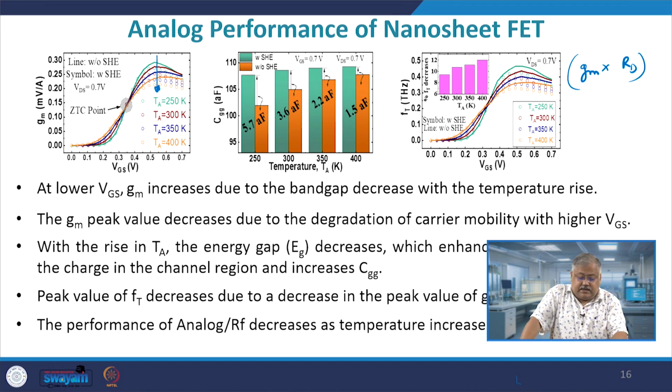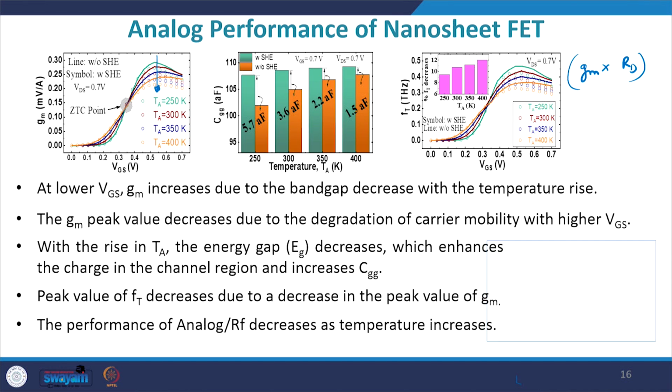Now, this ZTC point is a zero temperature coefficient point, below which the reversal takes place. The performance of analog or RF actually decreases as temperature increases, and so for higher temperature, the analog performance is much lowered in this case.